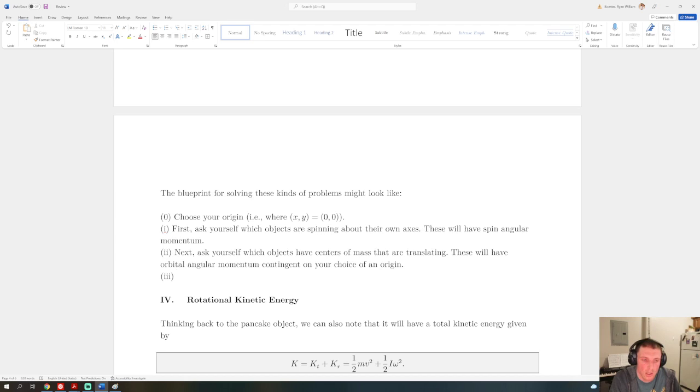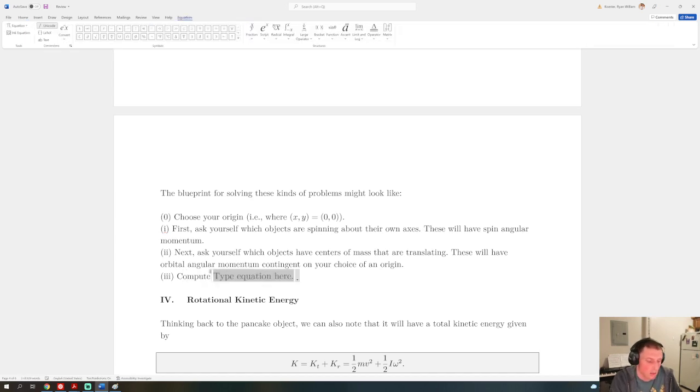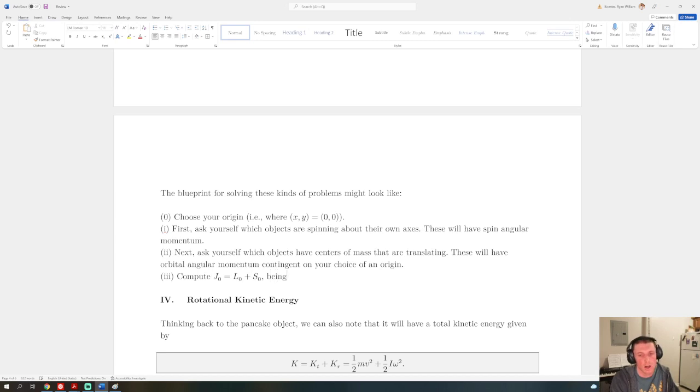So we have to then just add everything up. We just compute J naught equals L naught plus S naught. And I'll just put this in the document, being careful to respect our sign convention for angular velocities. And we talked about this. We just said basically, an angular velocity that is counterclockwise is positive, and an angular velocity that's clockwise is negative.